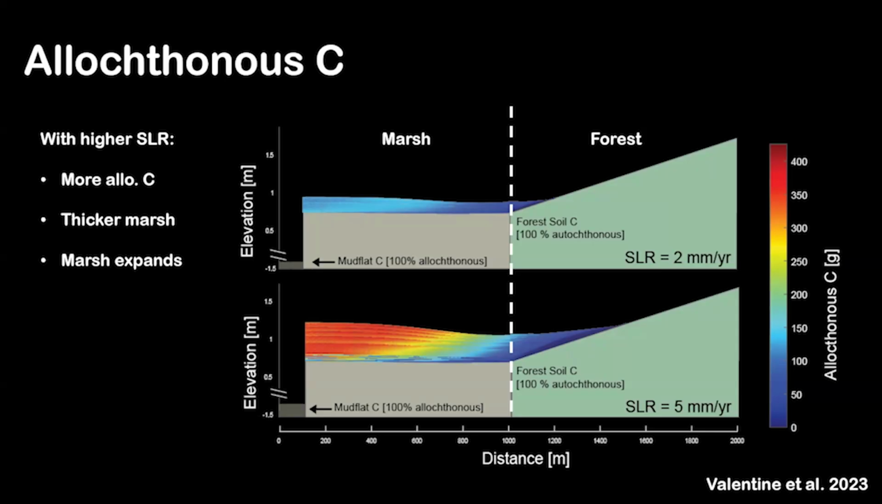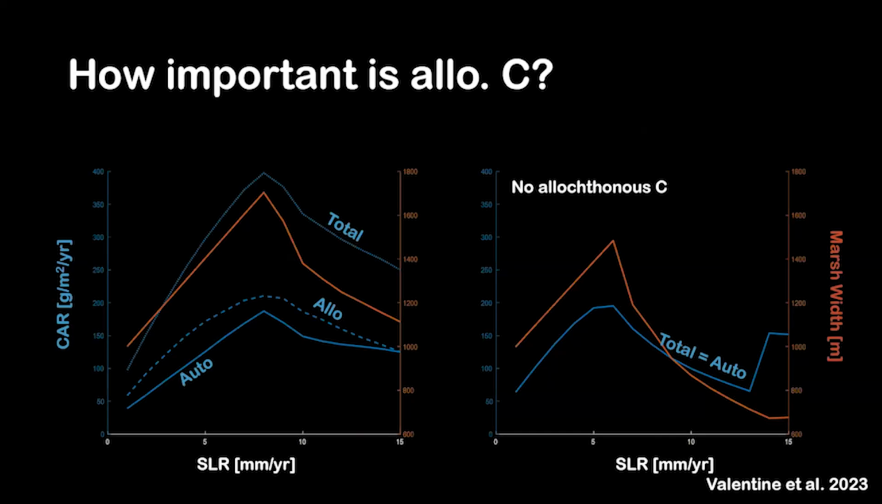And what I could do in the model that I can't do in real life is I can turn off the deposition of allochthonous carbon. So that's exactly what I did. So on the left is what you've seen before. And so on the right-hand side, I have on the x-axis sea level rise and then carbon accumulation in blue, marsh width in red. And I just turned off allochthonous carbon. And what we see is that we still see the same trends. We still see a peak, a synchronous peak between carbon accumulation and marsh width, but it happens at lower rates of sea level rise. So we have this tipping point happening earlier, and we have less total carbon in the system. And so this indicates that the presence of allochthonous carbon is really important to marsh resilience, and it's something we don't think about enough.